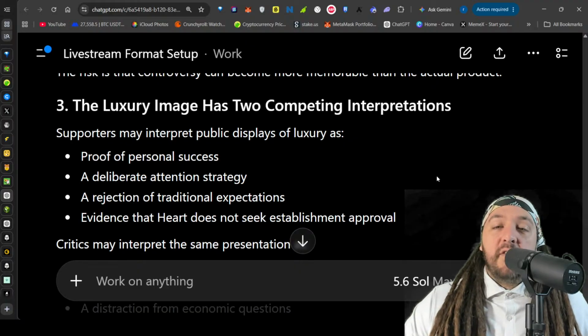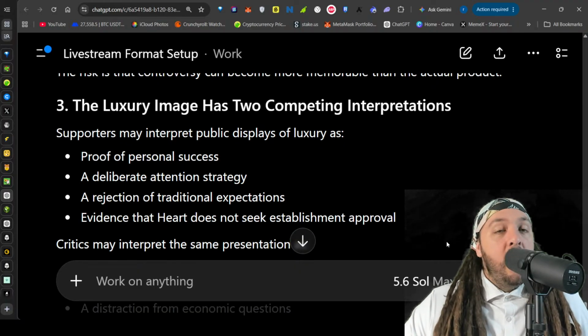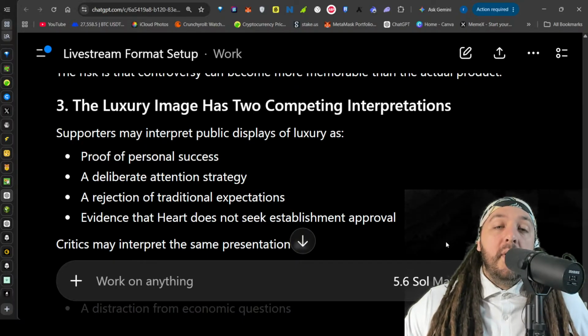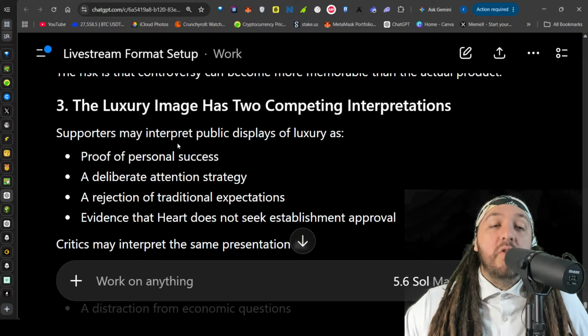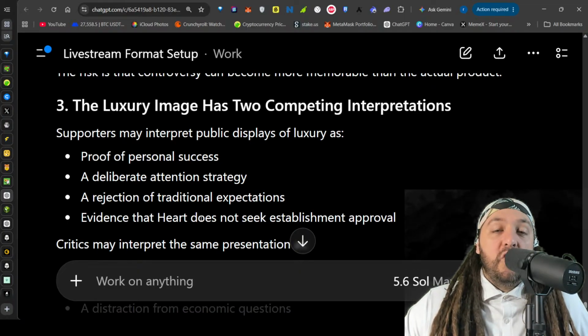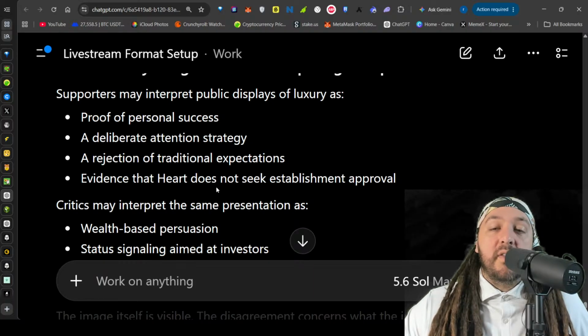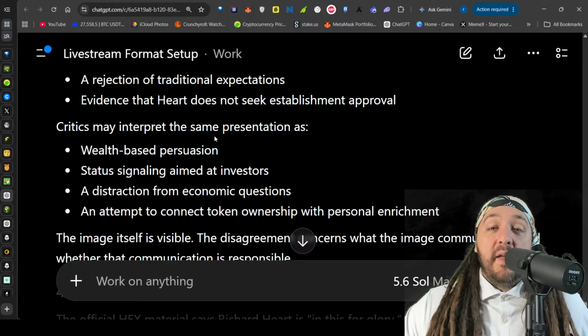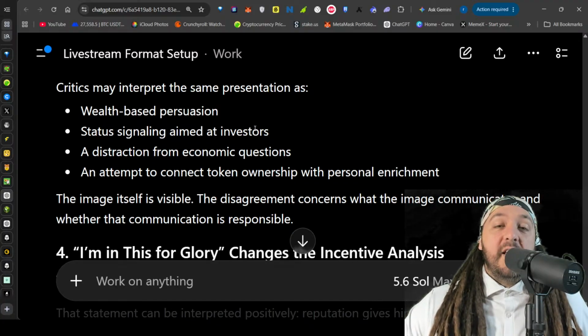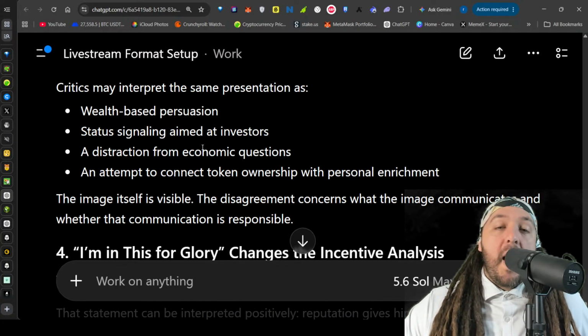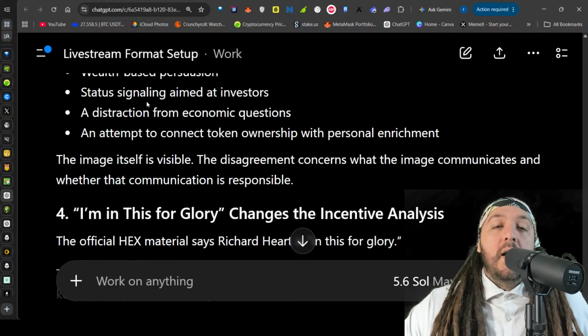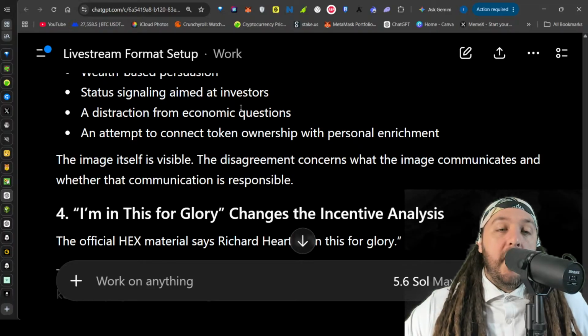The luxury image has two competing interpretations. Supporters may interpret public displays of luxury as proof of personal success, a deliberate attention strategy, a rejection of traditional expectations, and evidence that Heart does not seek establishment approval. Critics may interpret that same representation as wealth-based persuasion, status signaling aimed at investors, a distraction from economic questions, and an attempt to connect token ownership with personal enrichment, aka he made a lot of money off everybody.